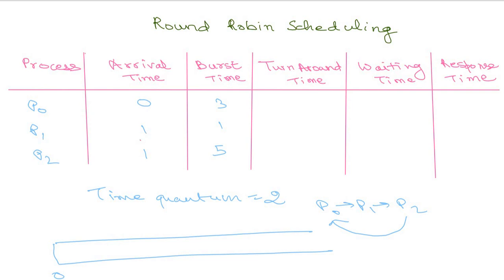At time t equal to 0, since we have only P0, we allocate it. Now since the time quantum is 2, after time 2 P0 gets terminated. Then it moves to P1, because P1 has also entered by this time and P2 has also entered. So now we are at P1. What happens when P1 comes in? P1 has a burst time of 1. So P1 completes at time 3 only.